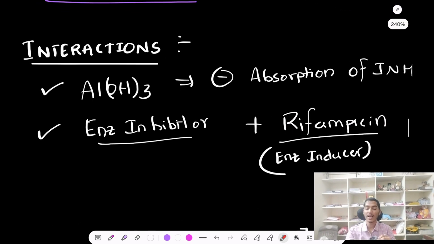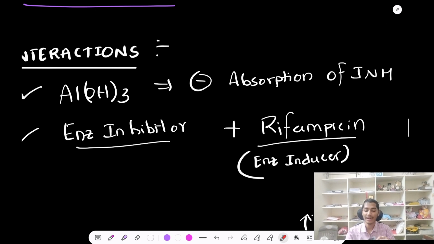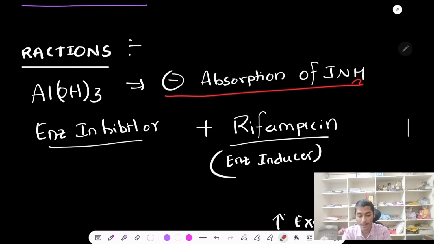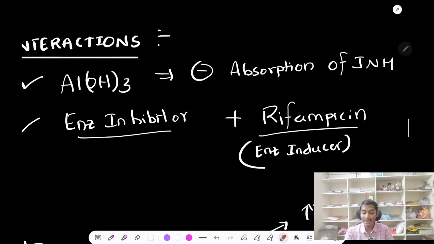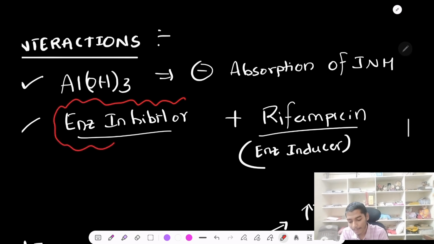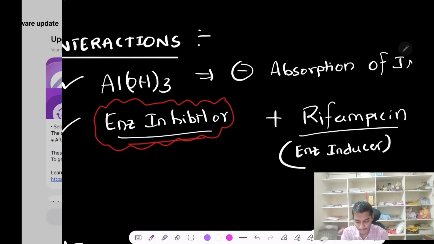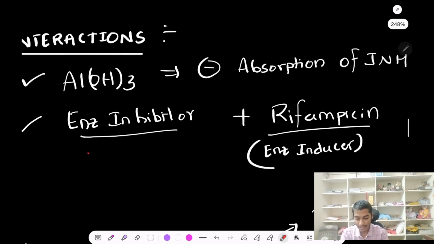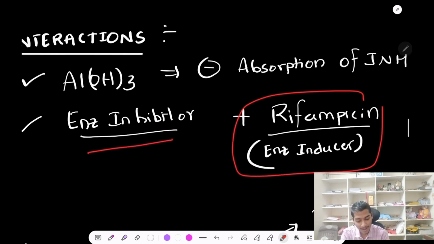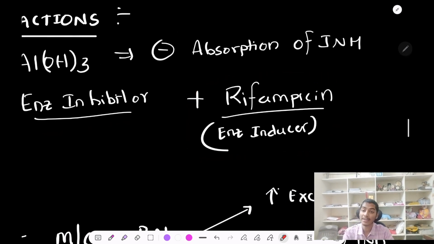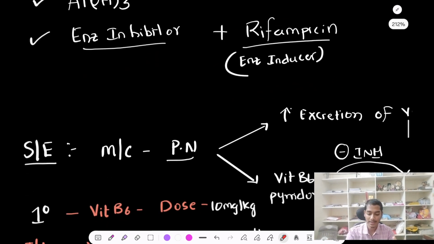So interactions: aluminum hydroxide, the antacid, is responsible for the inhibition of absorption of isoniazid, and isoniazid is a potent enzyme inhibitor, right? Along with it, rifampicin is an enzyme inducer. Both are first line drug therapy, so these two cancel out each other. One is an enzyme inducer, the other an enzyme inhibitor, both cancelling out each other.